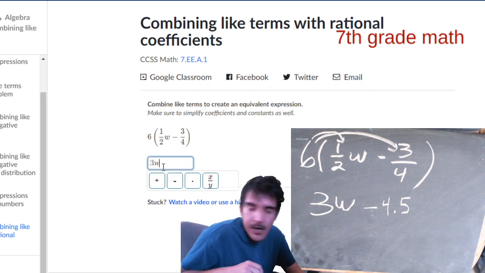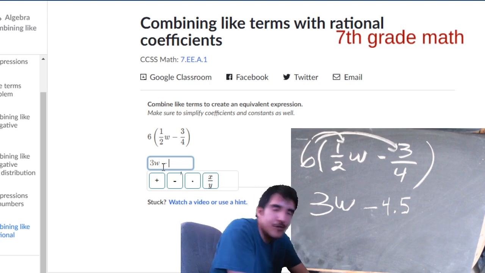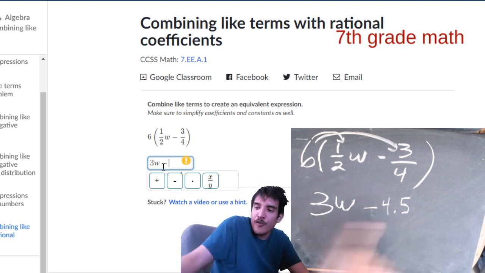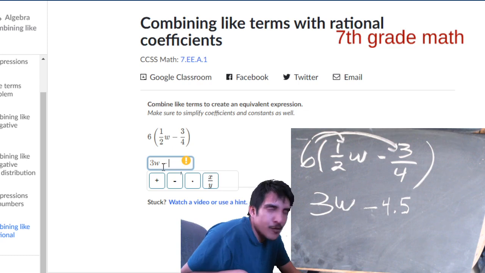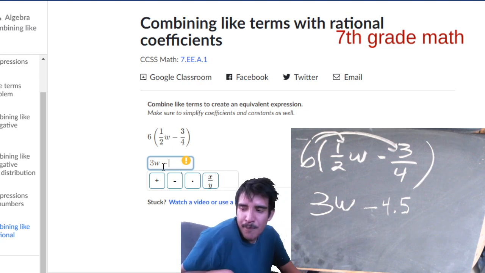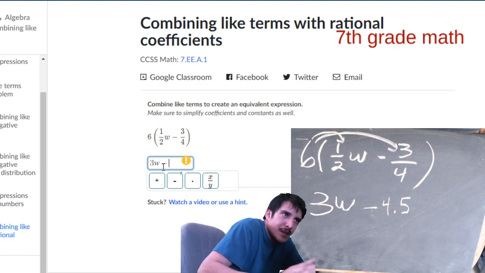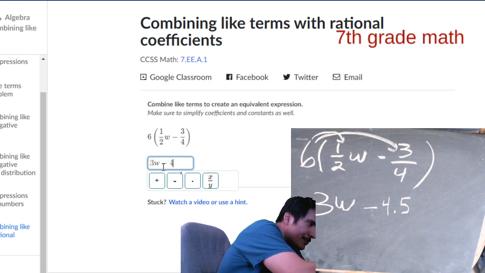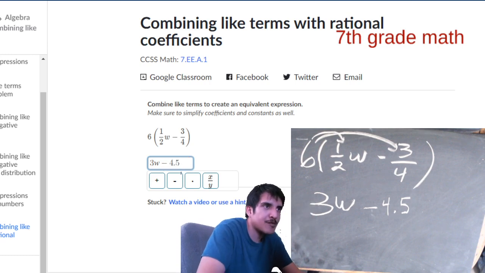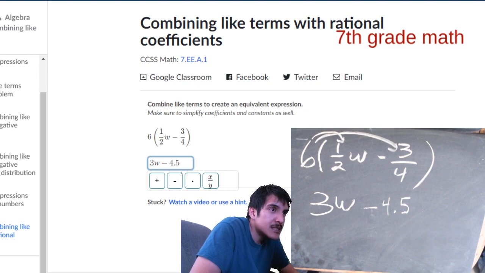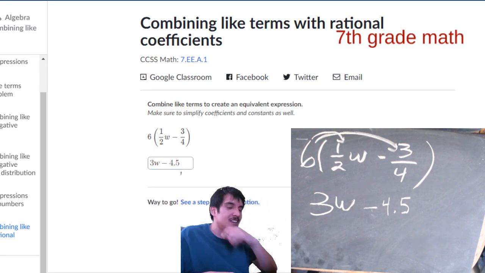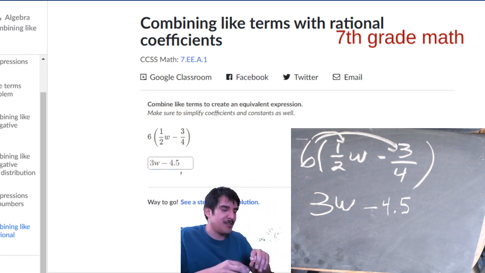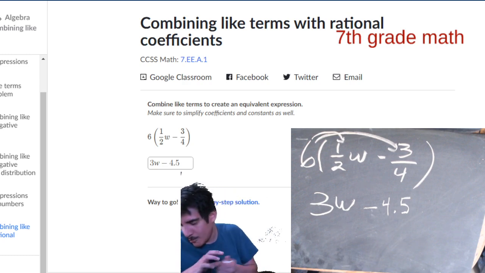3W minus 4.5. Also, 4.5, that's the same thing as 9 over 2. So I guess I could put 9 over 2, but most people understand 4.5 better. So 3W minus 4.5. Here we go. Yay. Oh, I guess it does accept decimal even when there's fractions in the equation. That's great.